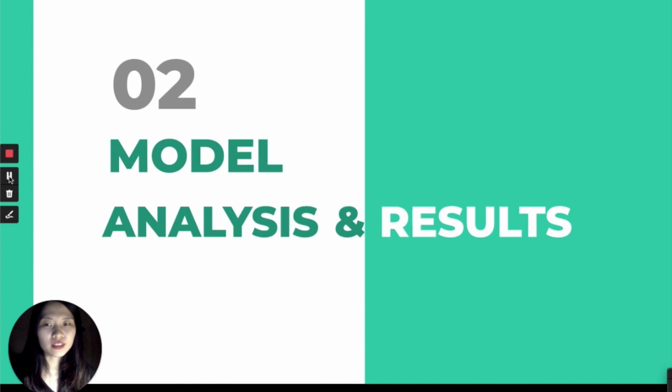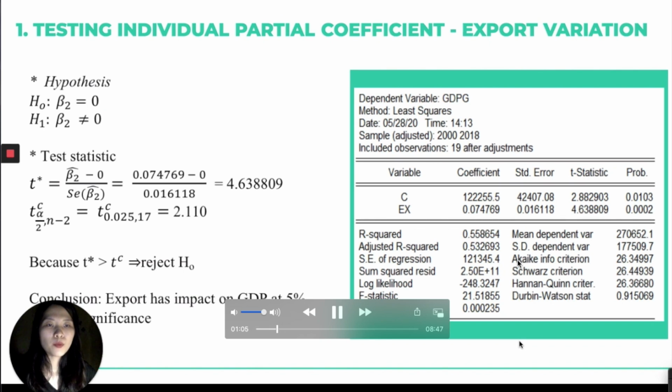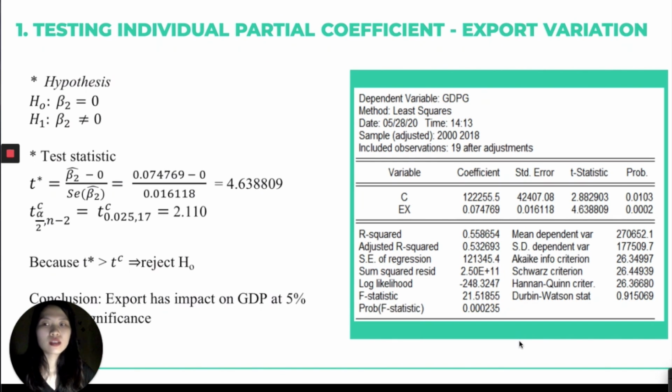So now I'm talking about the second part, model analysis and results. About model analysis, we perform several tests. First is testing the individual partial coefficients for export and inflation separately. Our hypothesis tests whether each variable has an effect on GDP or not. Looking at the EViews output, you can see that the T statistic is greater than the T critical, so we reject H0, and our conclusion is export has an impact on GDP at the 5% level of significance.